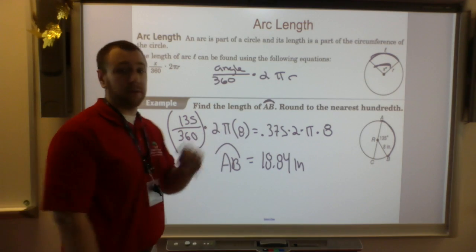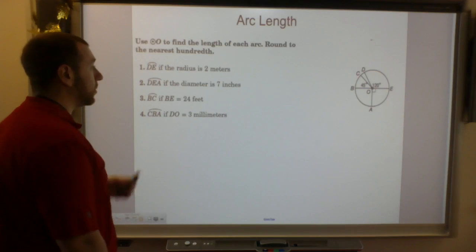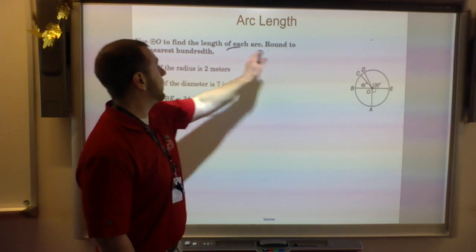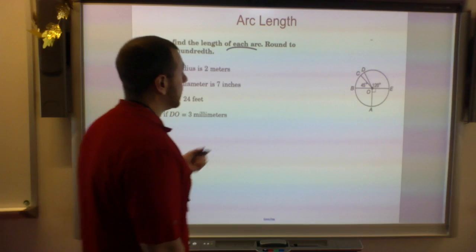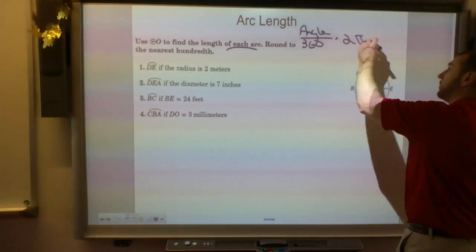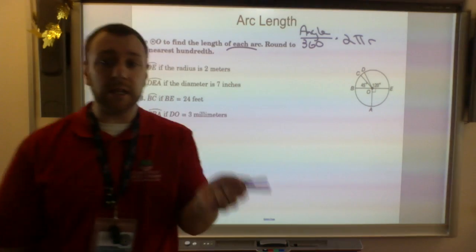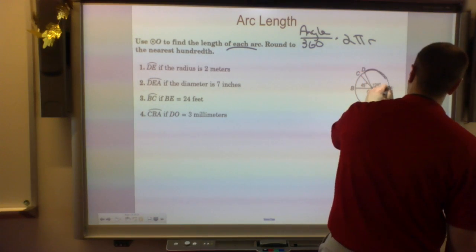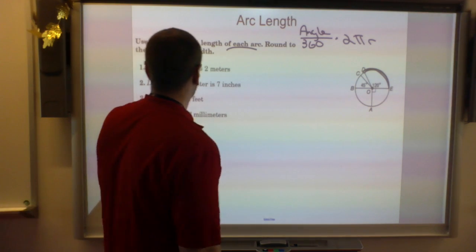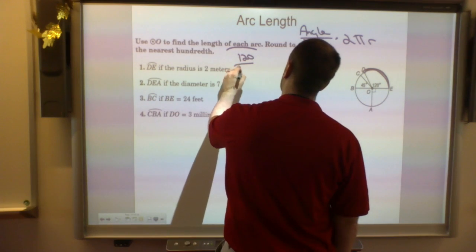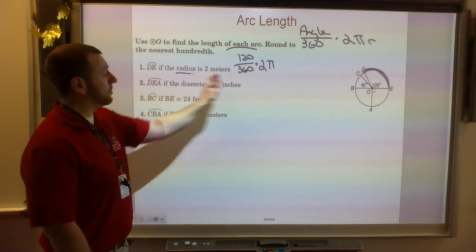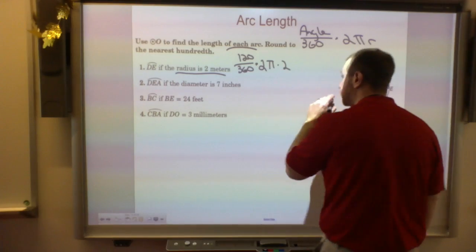It's just an application of circumference. So let's take a look at some more problems. Now we have this circle over here, and again we're finding the length of each arc. We're going to use that angle over 360 times 2 pi r. In this case we want D to E, this section right here. The first bit of it is finding the angle. The angle in this case is 120 over 360 times my 2 pi, and now it's telling me my radius is 2 meters, so times 2.